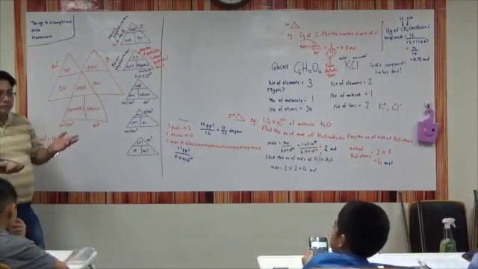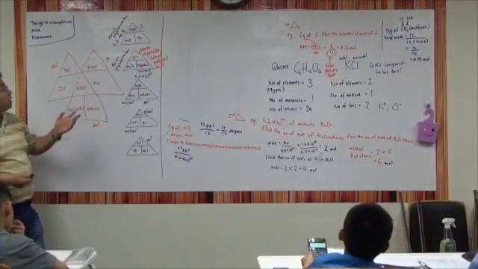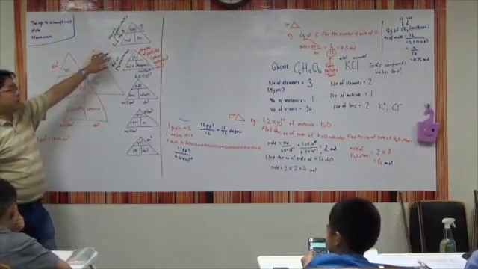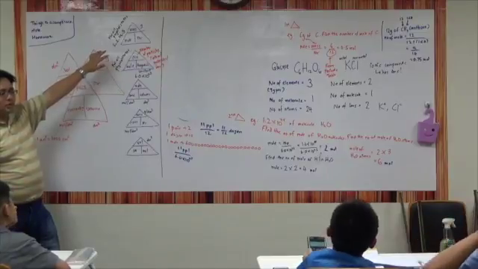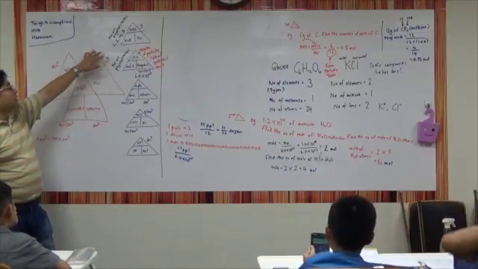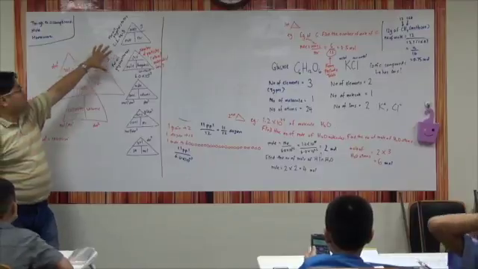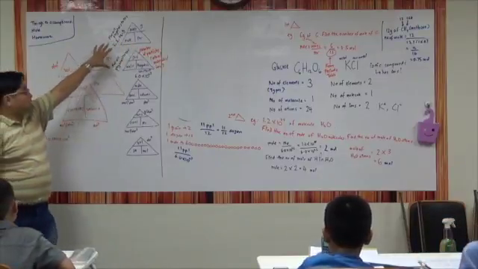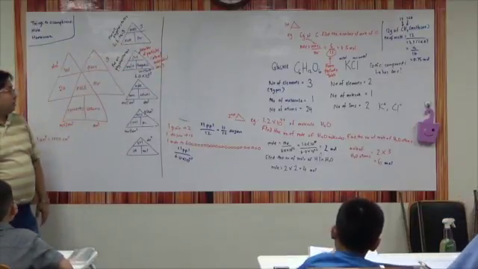Then plasma. There's no plasma in O levels. We don't learn it, not even in A levels. So solid, liquid, aqueous, and gas, we apply these triangles. It can be applied for all physical states.